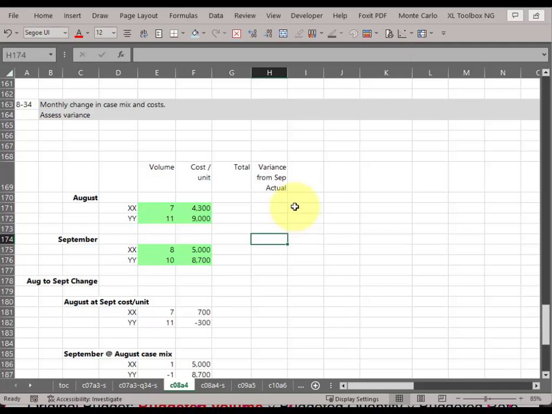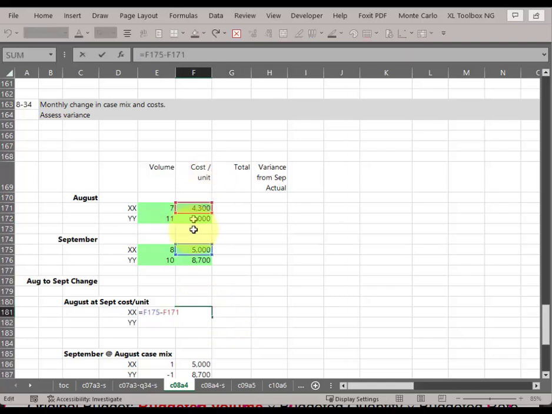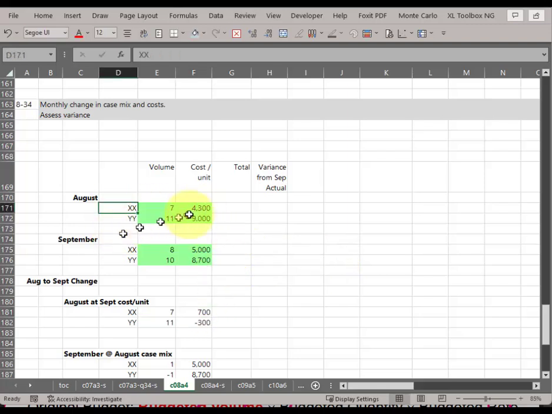Now, there are a lot of perspectives you can take on this. To me, the most practical, and one that insurance companies use all the time, is to apply, in the case of quality measures, peer average performance standards against your mix of patients. So let's assume that, just assuming the doctor performed here, you can see it right there, at August rates, the 7 and the 11, but at the September changes.